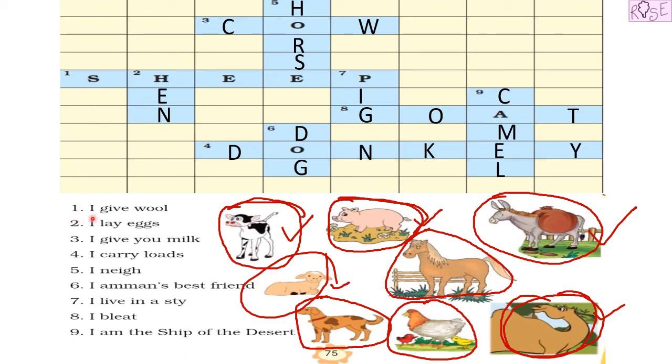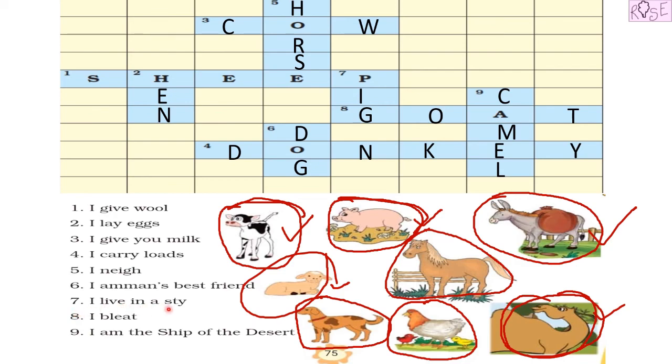Let us read all the names. I give wool. Sheep. I lay eggs. Hen. And where is it? Here it is. Hen. I give you milk. C-O-W. Cow. I carry loads. Which animal carries loads? Donkey. D-O-N-K-E-Y. I neigh. Which animal makes the sound neigh? H-O-R-S-E, horse. I am man's best friend. That is dog. D-O-G, dog.